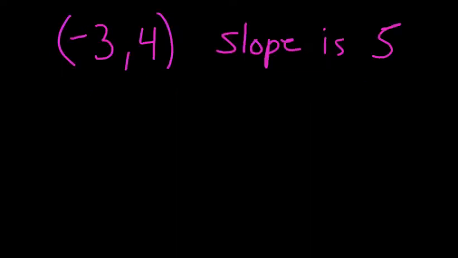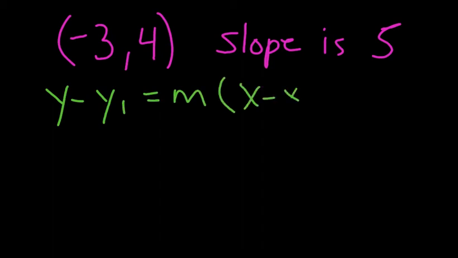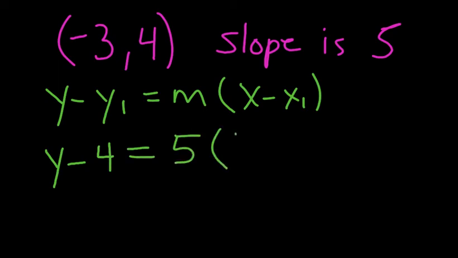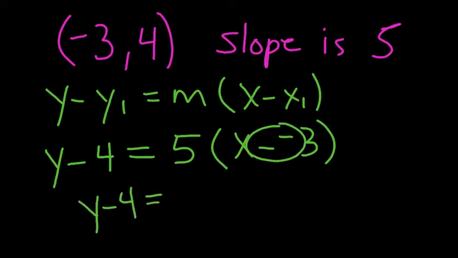Okay, how would you write this in point slope form? Well, point slope form says y minus y1 equals m times x minus x1. So now you put the parts in. y1 is going to be 4, so y minus 4. M, or slope, is 5. And then x1 is -3. So x minus -3. Then you go back and change this part to plus. So your final answer is y minus 4 equals 5 times x plus 3. And that's the answer.